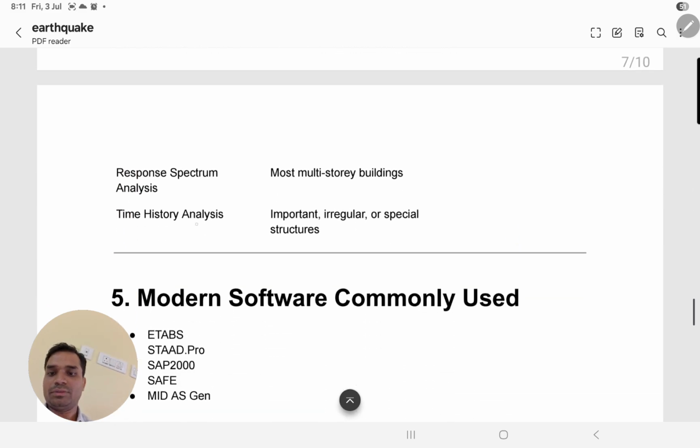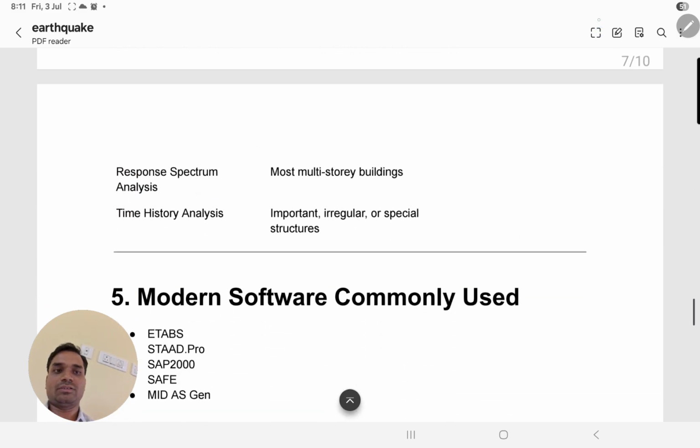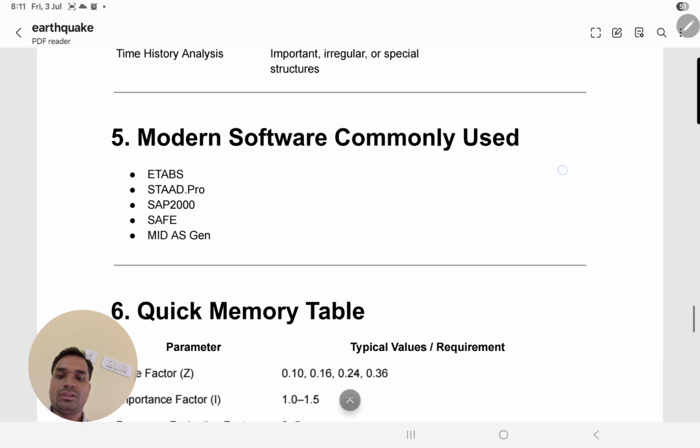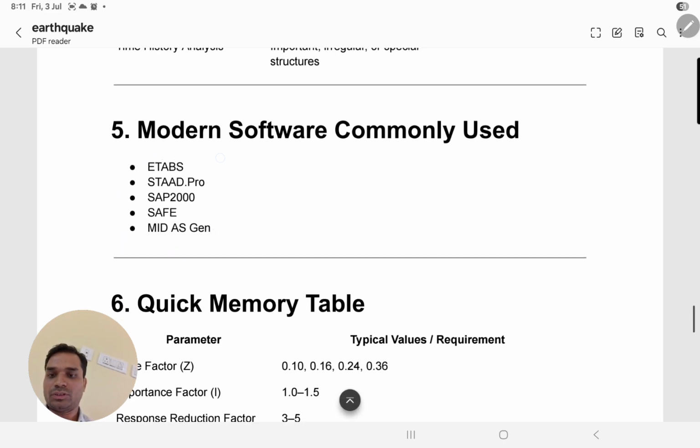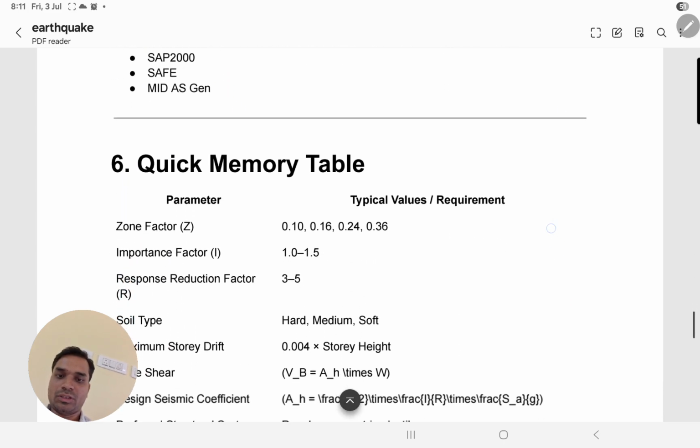Methodology: time history analysis is nowadays preferable. There are also different types of software, a lot of software, you can use to calculate. Okay, let me summarize.